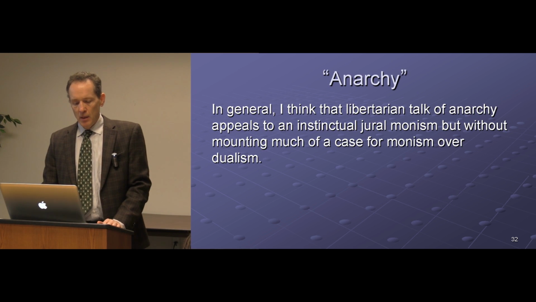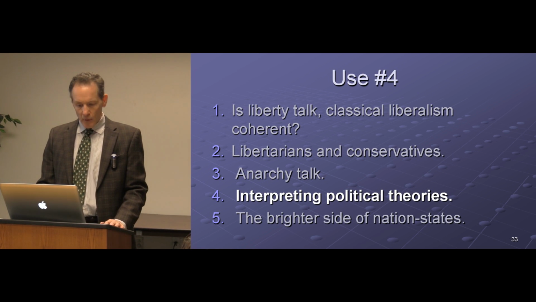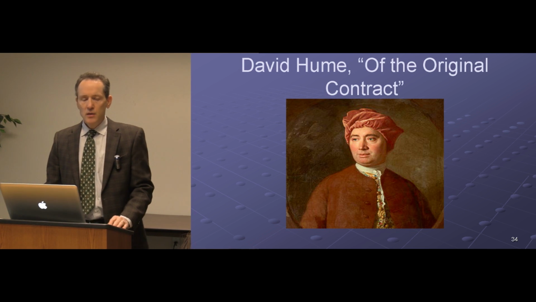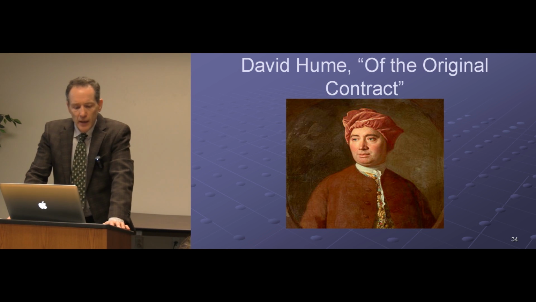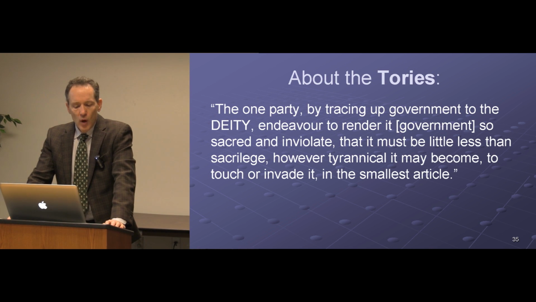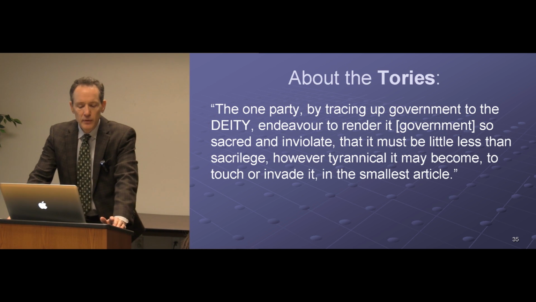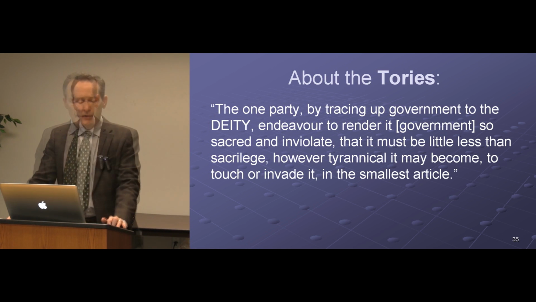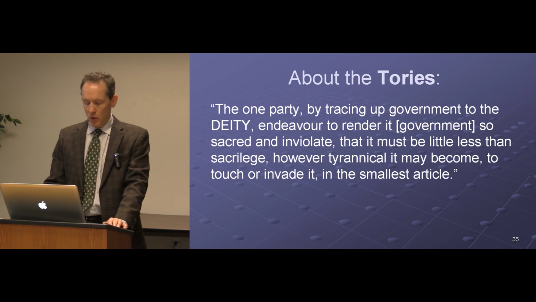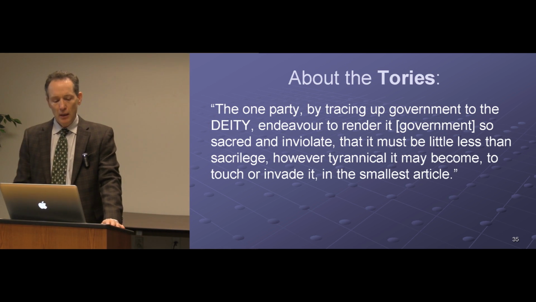Okay. On to use 4, interpreting political theories. And here I draw on Hume's essay Of the Original Contract. He speaks about two parties, the Tories and the Whigs. I've got a few quotations to read. About the Tories, he says, "The one party, by tracing up government to the deity, endeavor to render it so sacred and inviolate, that it must be little less than sacrilege, however tyrannical it may become, to touch or invade it in the smallest article." So the Tories totally disapprove of resisting the government.